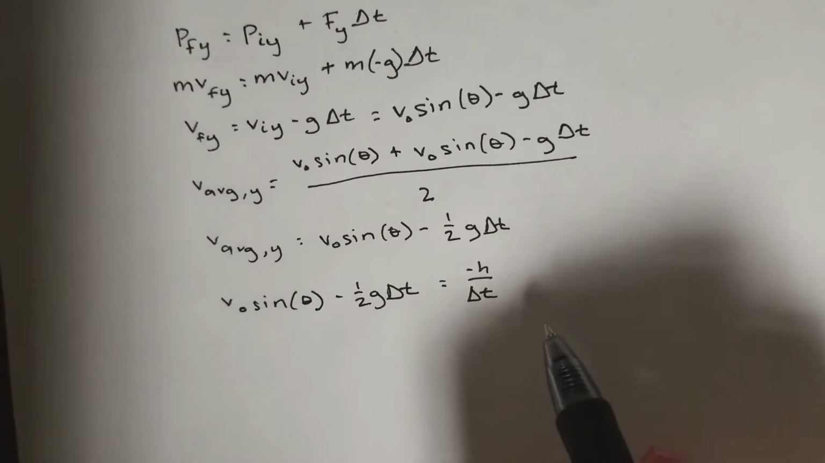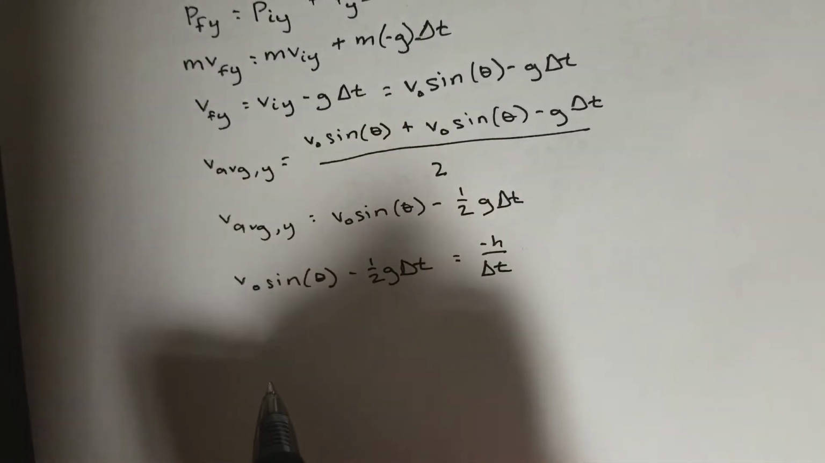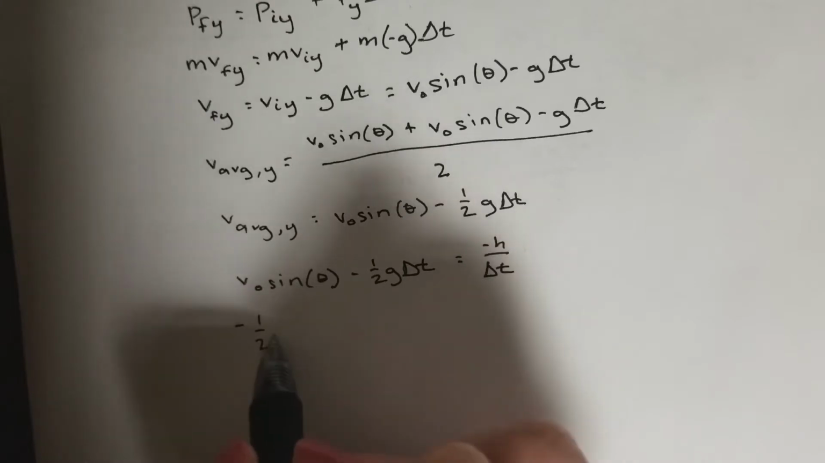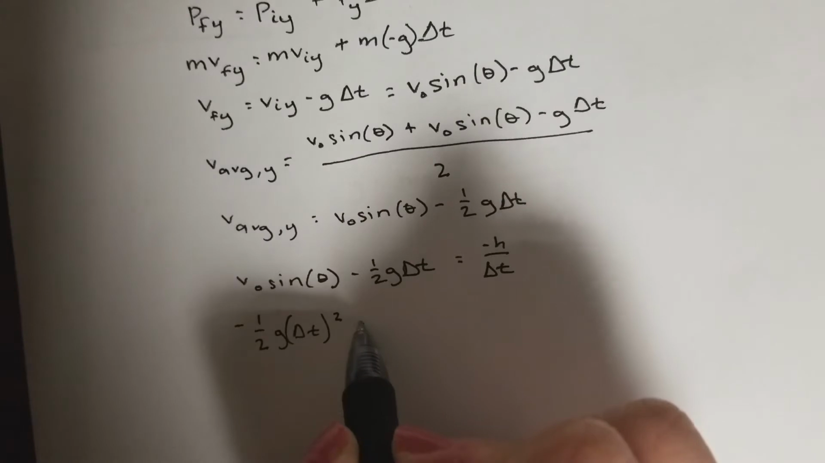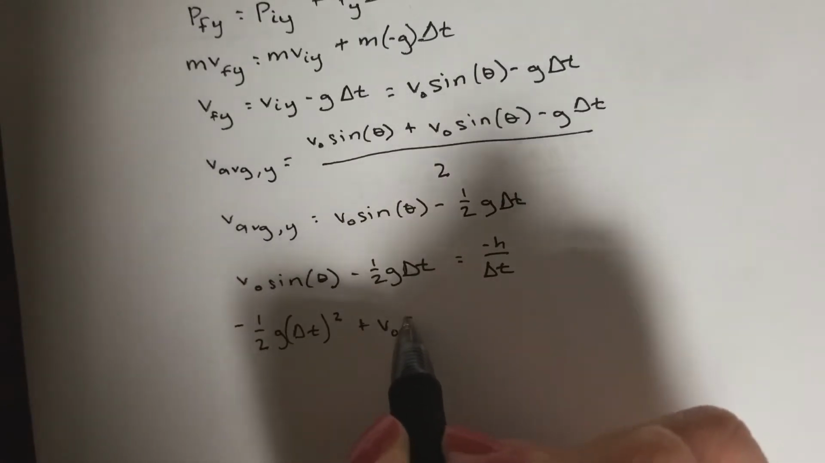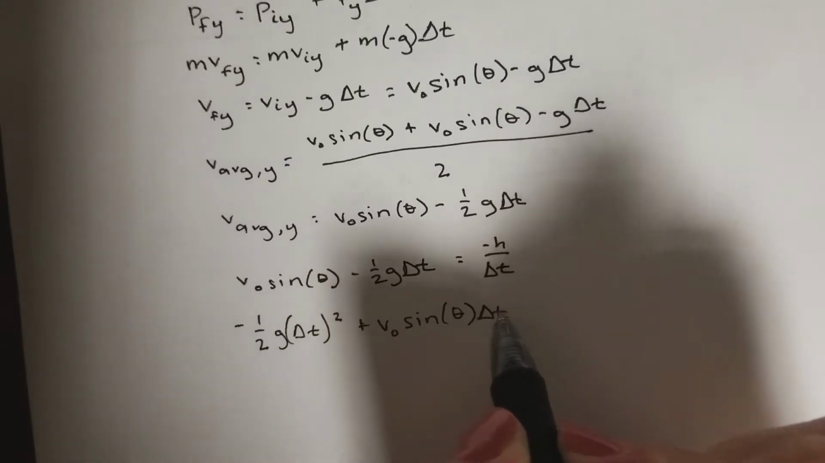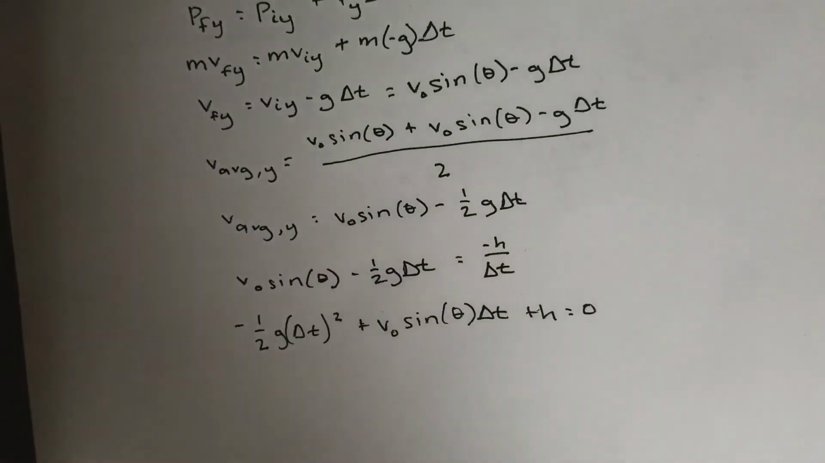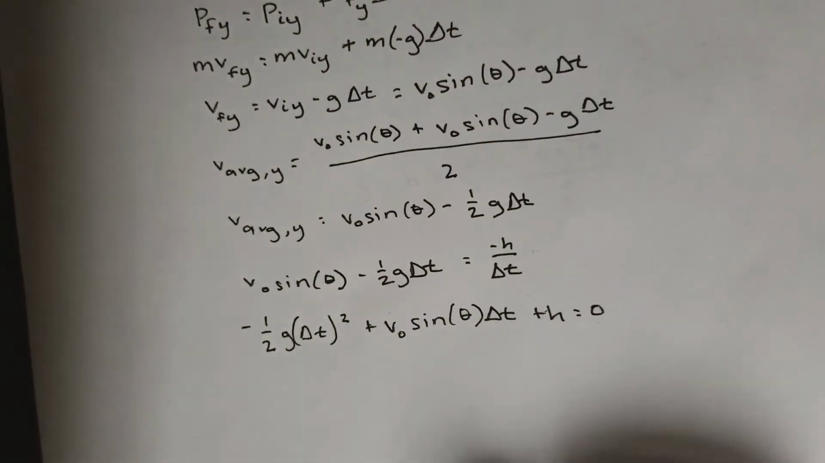and we then solve out to get 0 on this side, and we say that negative 1/2 g delta t squared plus v naught sine theta delta t plus h is equal to 0. And then we use the quadratic formula to solve for delta t.